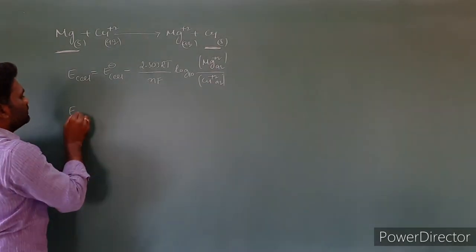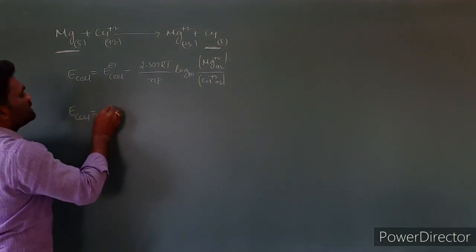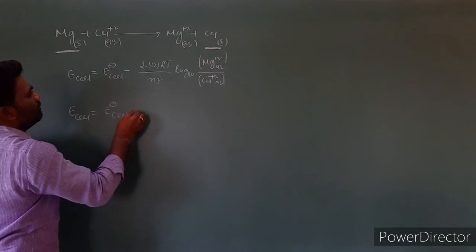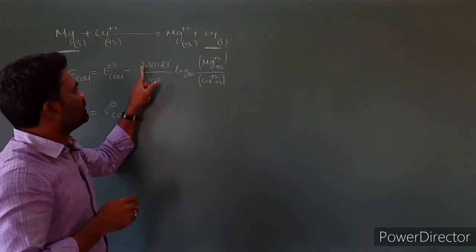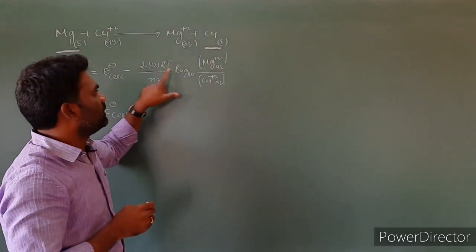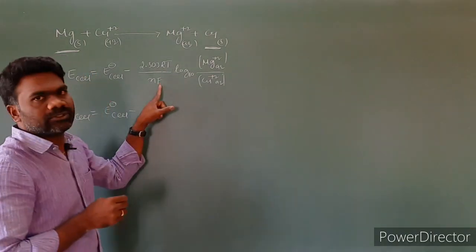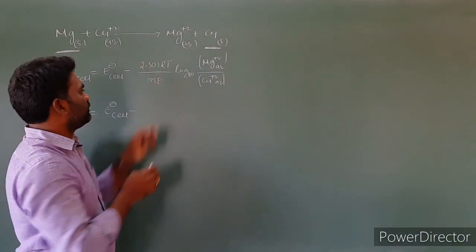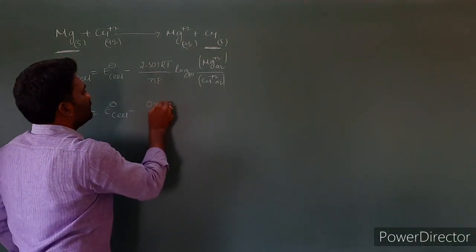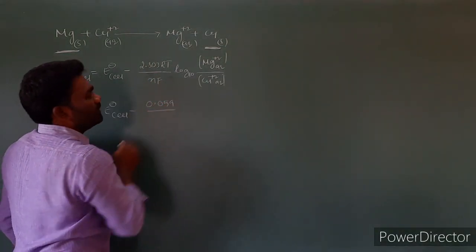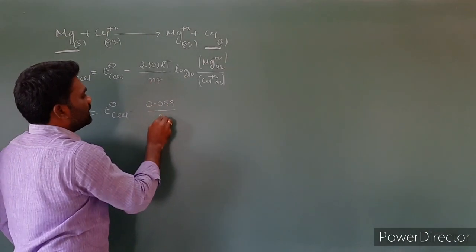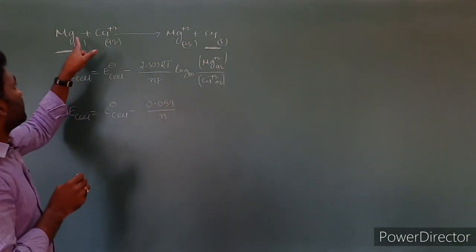Next, E cell is equal to E standard cell minus 2.303 R, where R is 8.314. T is given as 298 Kelvin, and F is the Faraday constant, 96,500 coulombs. Upon simplification of all these we will get 0.059 by n, where n we will take as 2.